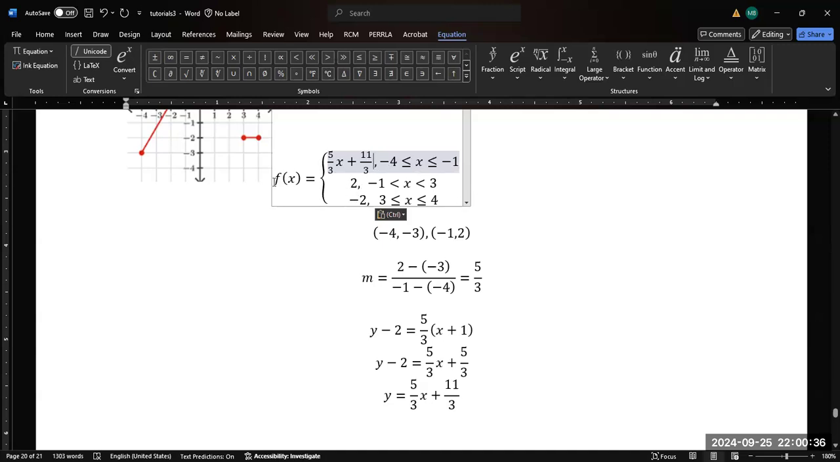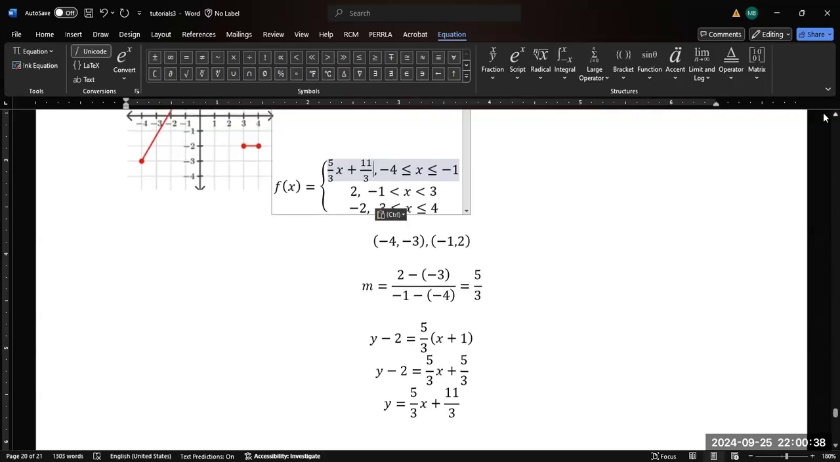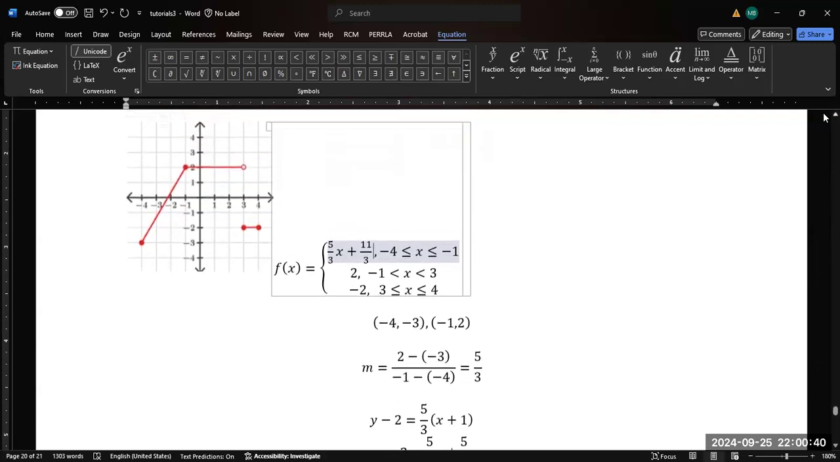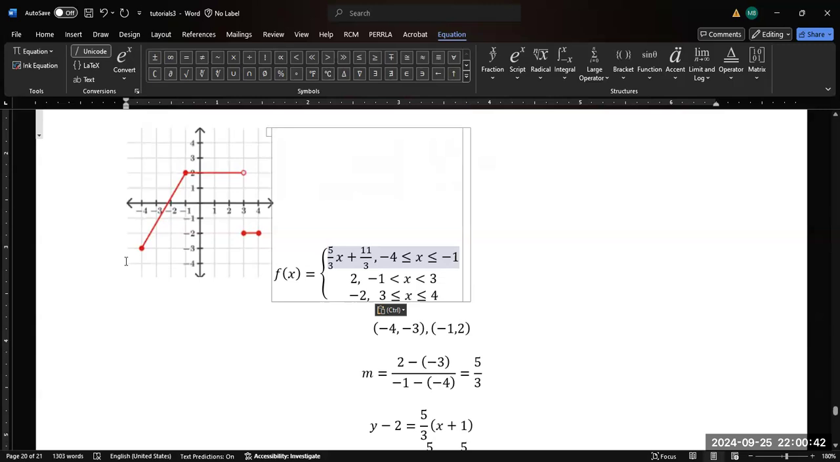And so now we have our complete function for this piecewise graph, our slanted line that applies from -4 to -1, 2 for our horizontal segment from -1 to 3, and then the small section that is -2 going from x equals 3 to x equals 4. And that is the complete graph.